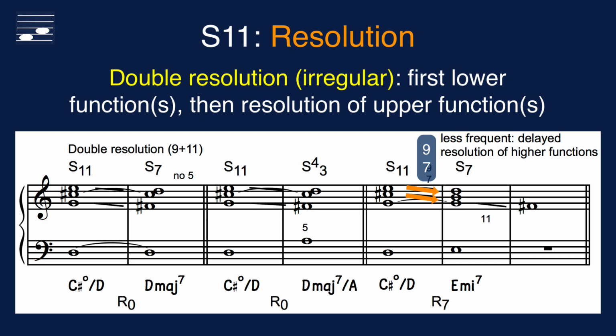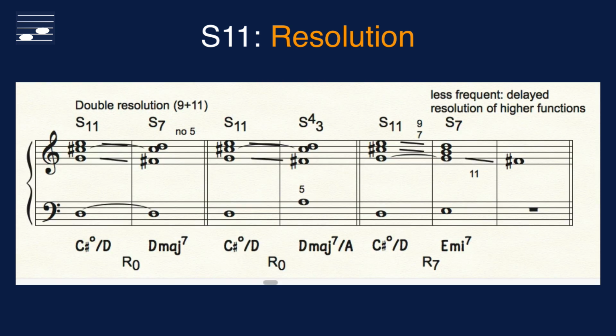Again, sometimes we may start resolving the pair of lower function dissonants 9 and 7 and postpone the stepwise descending resolution of the 11.